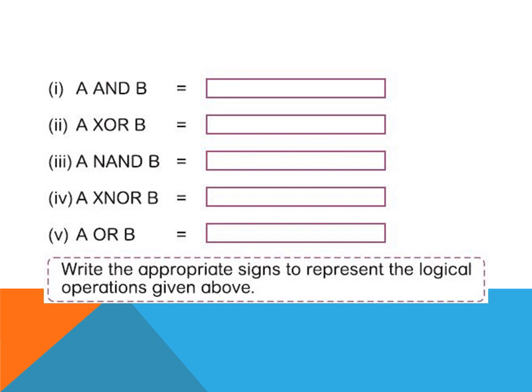In the same way, all the 5 questions are given here. A XOR B, A NAND B, number 4 A XNOR B, and number 5 A OR B. So try to write down the logical operation of these things. Pause the video, try this yourself. Now let us move on to the answer.